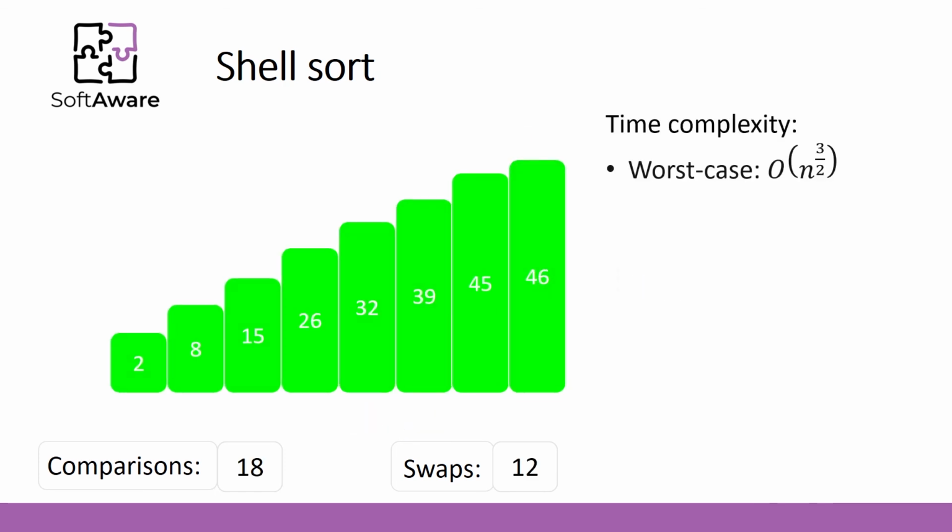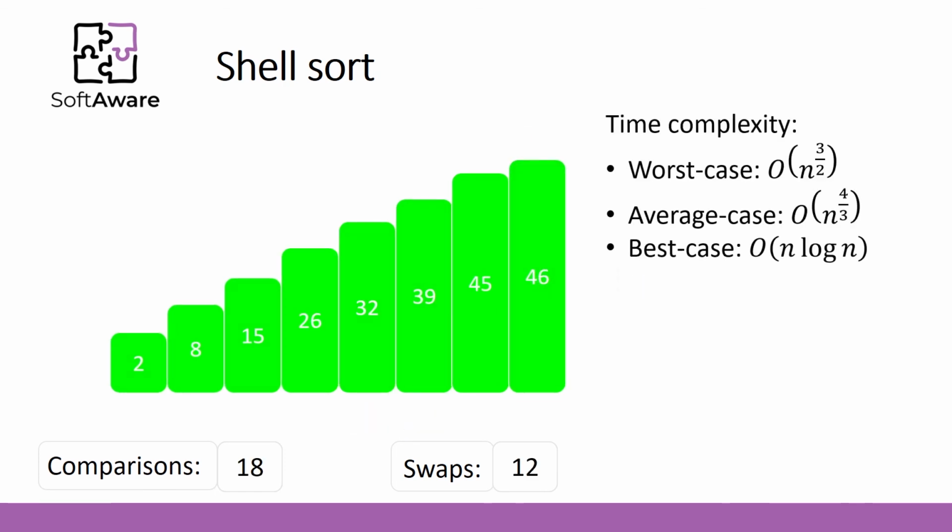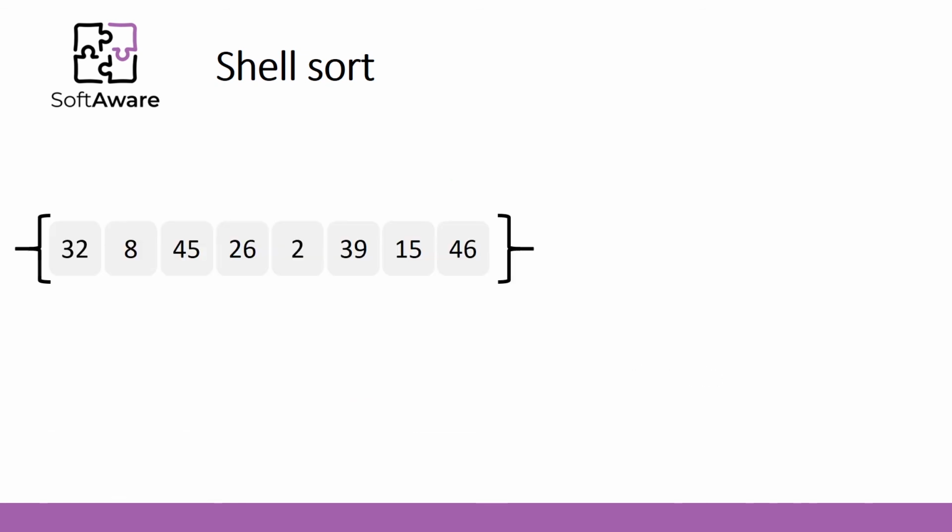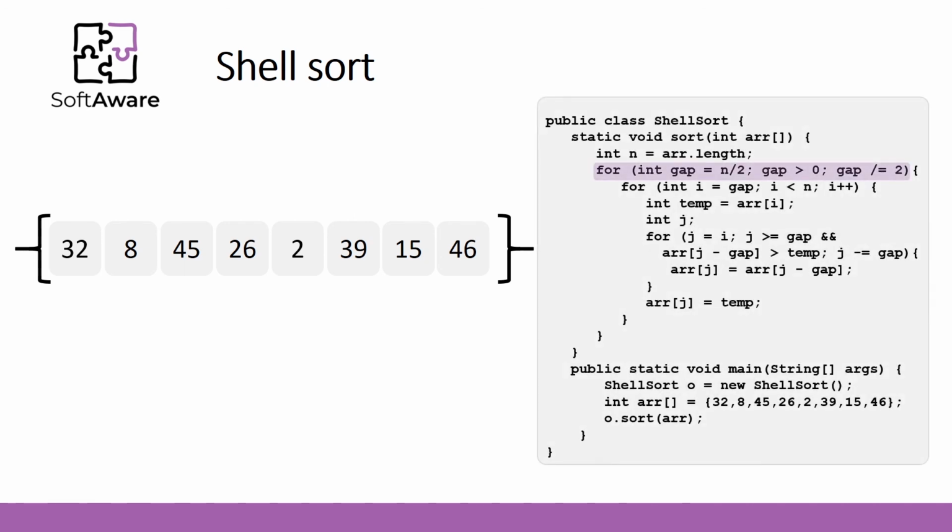Shell sort has the best time complexity of all sorting algorithms we discussed so far, and space complexity is still constant. However, sorting with a gap may change the order of similar elements, and the algorithm is not stable. Even though this algorithm looks more complex, the implementation is still simple.